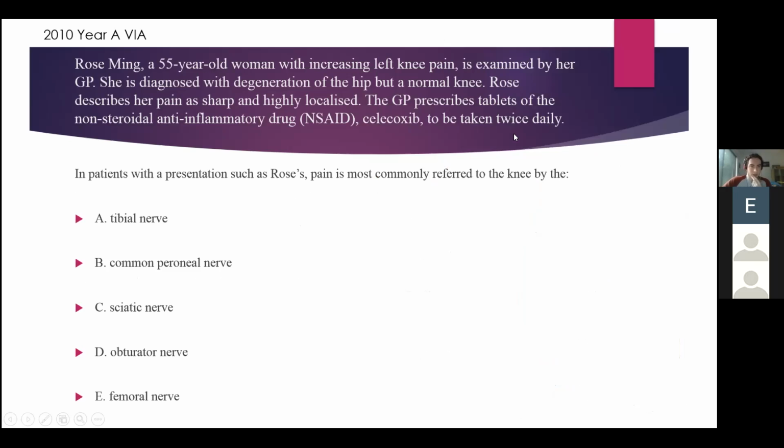Edmund, you want to have a go at this one? Sure. Let's have a crack. No, the degeneration of the hip or a normal knee.